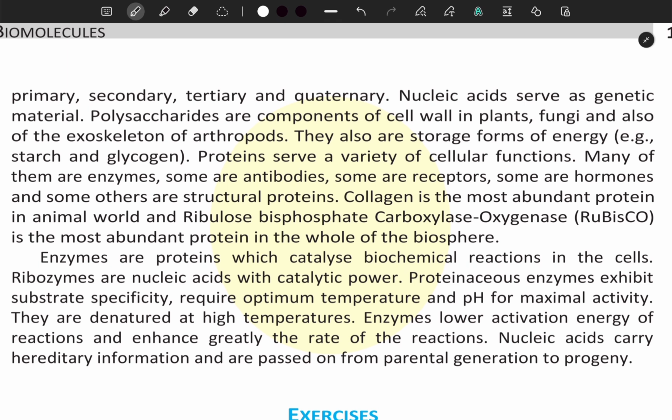Enzymes are proteins which catalyze biochemical reactions in the cell. Ribozymes are nucleic acids with catalytic power. Proteinaceous enzymes exhibit substrate specificity and require optimum temperature and pH for maximal activity. They are denatured at high temperatures. Enzymes lower the activation energy of a reaction and greatly enhance the rate of the reactions. Nucleic acids carry hereditary information and are passed on from the parental generation to progeny.